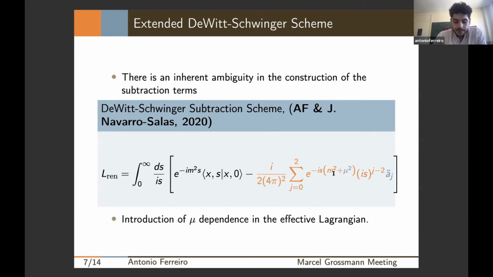And the benefit of introducing this mu squared, this arbitrariness in the Schwinger-DeWitt expansion, is that we get the usual mu dependence that we have from flat spacetime, for example, that is, a dependence on the energy parameter.